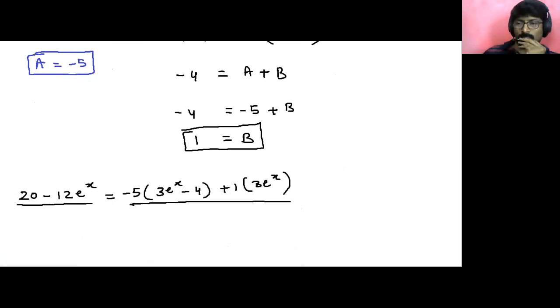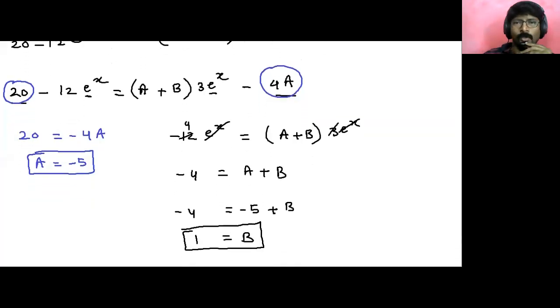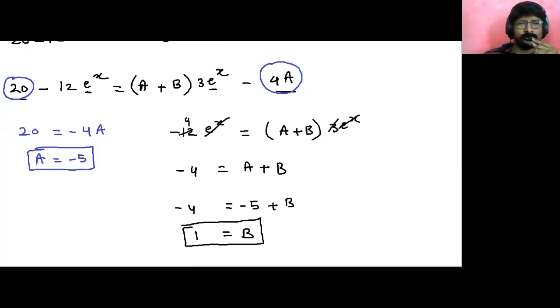One moment, guys, hold on. Okay, students, some people are saying, sir, our values of a and b are reversed.